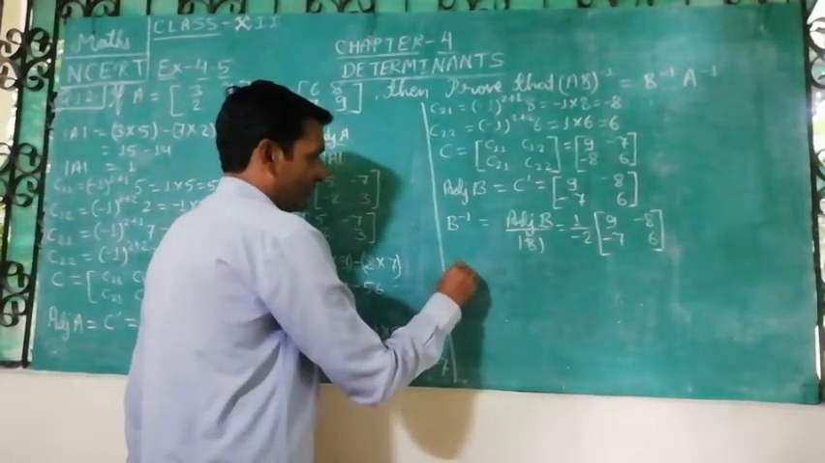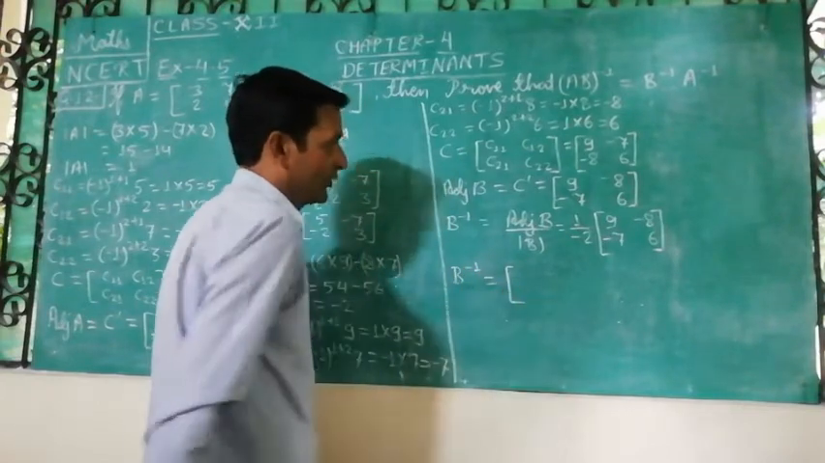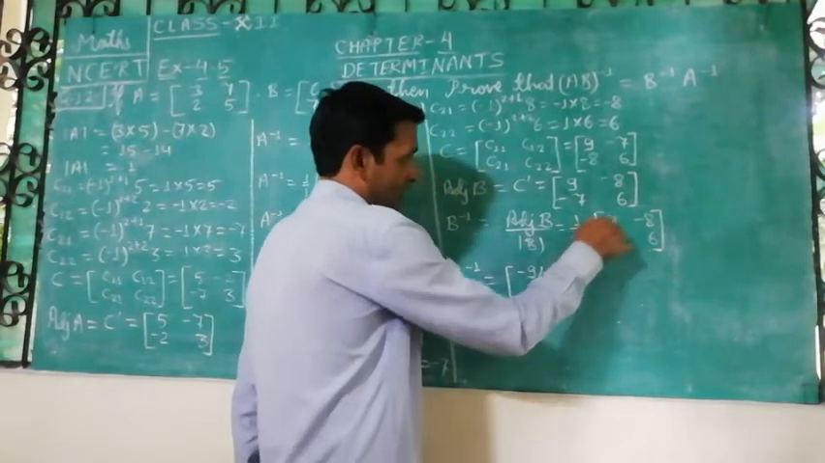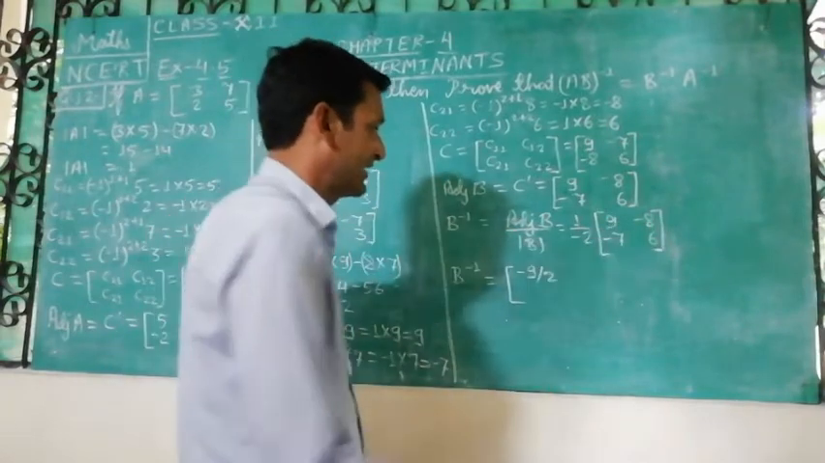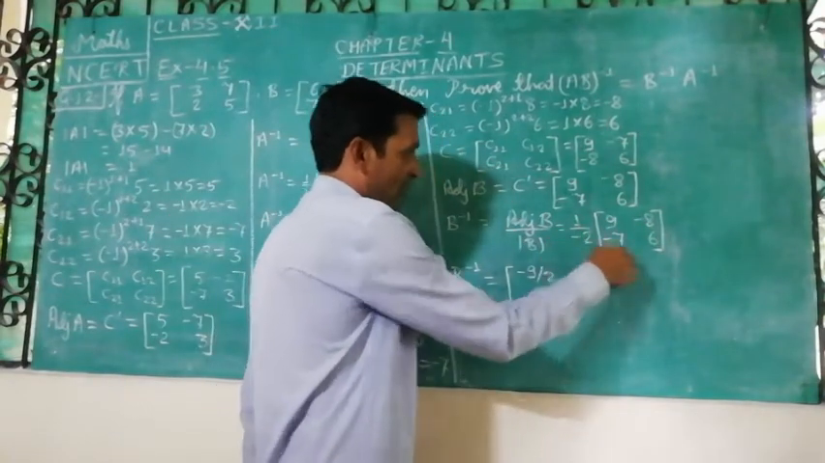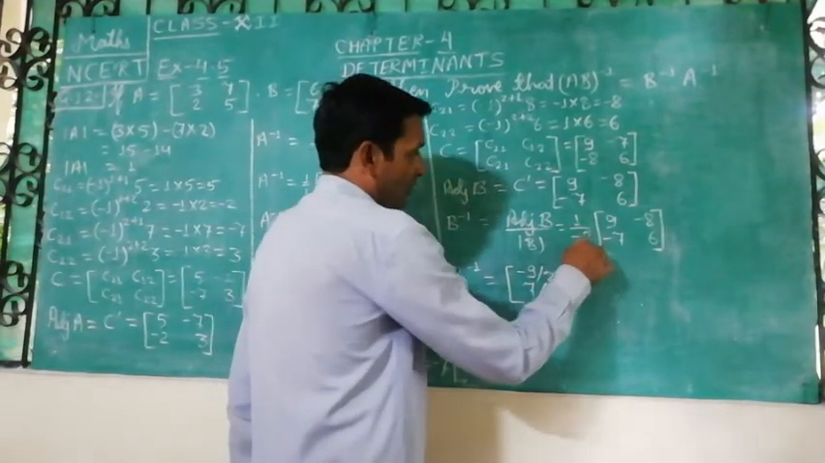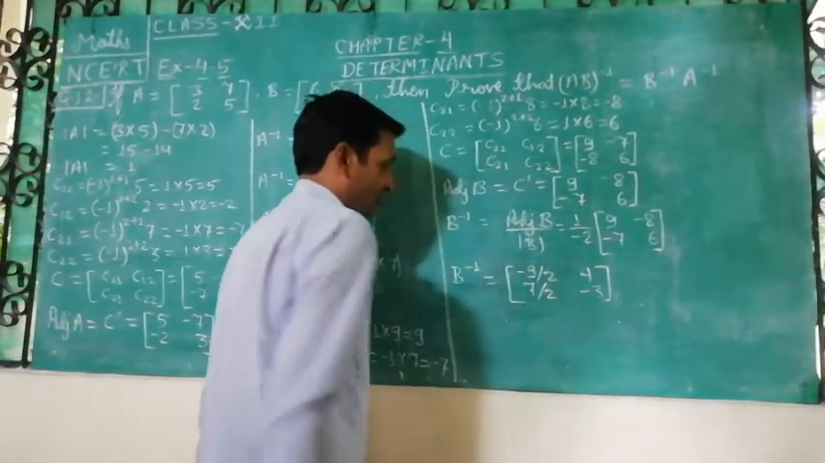So B inverse will be equal to, please focus here, minus 9 by 2, because minus 1 by 2 is multiplied by 9. Now minus 1 by 2 multiplied by minus 8 will be 4. Minus 1 by 2 multiplied by minus 7 will be 7 by 2. Now minus 1 by 2 multiplied by 6 will be minus 3. The sign will be changed here.